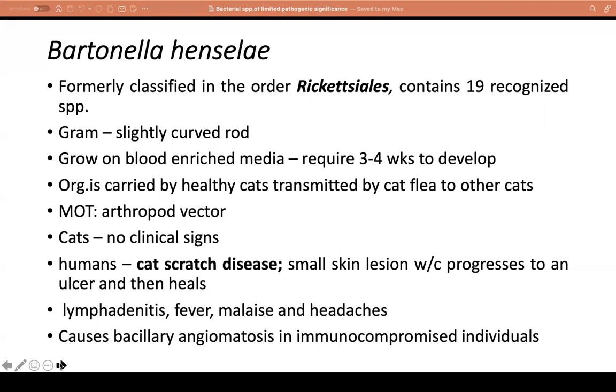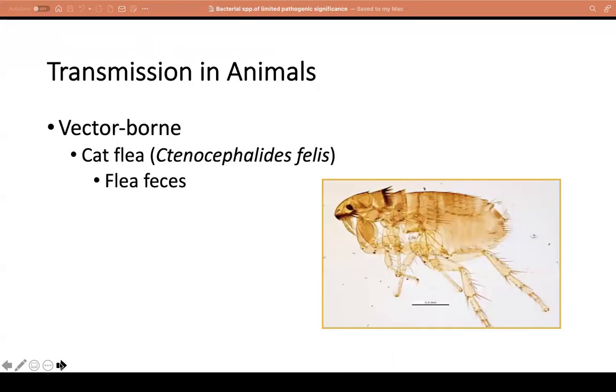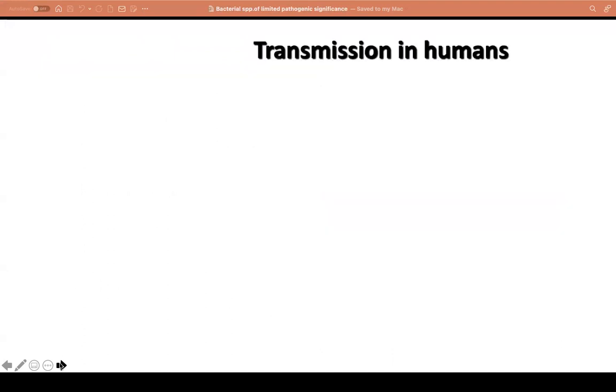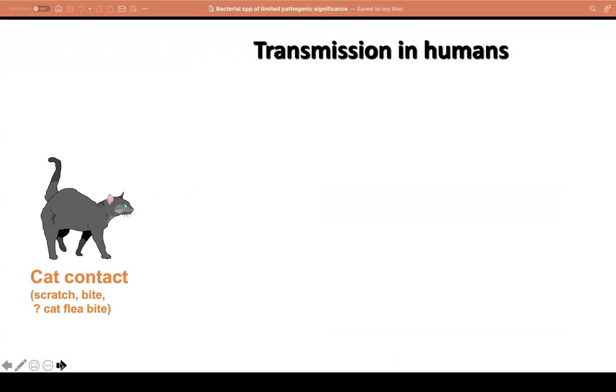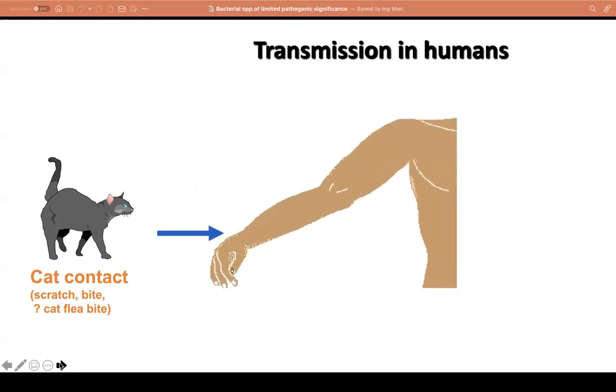In humans, cat scratch disease is seen as a small skin lesion which progresses to an ulcer and then heals. Lymphadenitis, fever, malaise, and headaches are seen. It causes bacillary angiomatosis in immunocompromised individuals. Transmission in animals is via vector, which is the cat flea, Ctenocephalides felis. While in humans, transmission is via direct contact from cats through scratch, bite, or by cat flea bite. So this is how it is being transmitted in humans from animals.